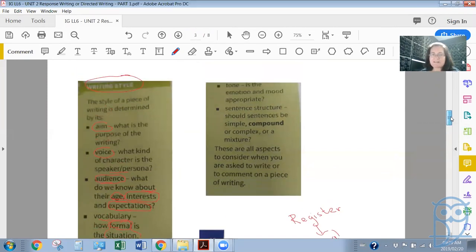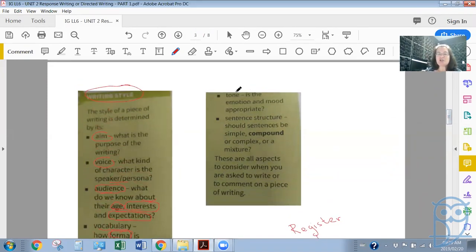Now, we've got one more minute. Sorry. Tone. Is the emotion and mood appropriate? So here the tone is quite informative, even though it's playful, but it's appropriate for this newspaper article. Sentence structures, which we've touched on before. Should sentences be simple, compound, complex, or a mixture? And generally, there will be a mixture. Maybe if you're writing a letter to your brother or your sister, there would probably be a bit more simple stuff. Like, oh, I can't stand being here. I wish I could come home. Just simple, short, more emotional.